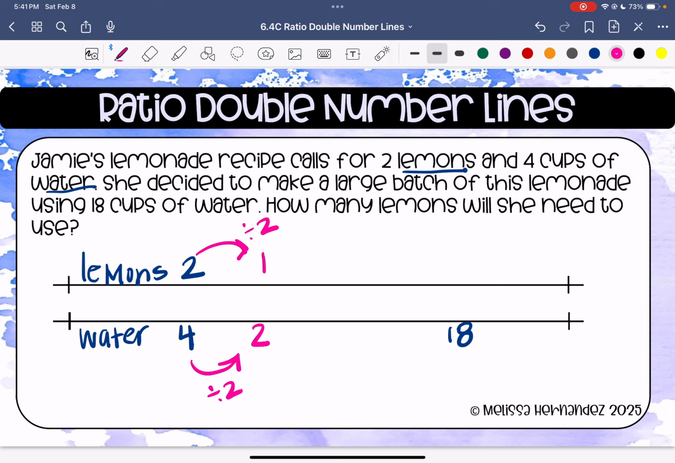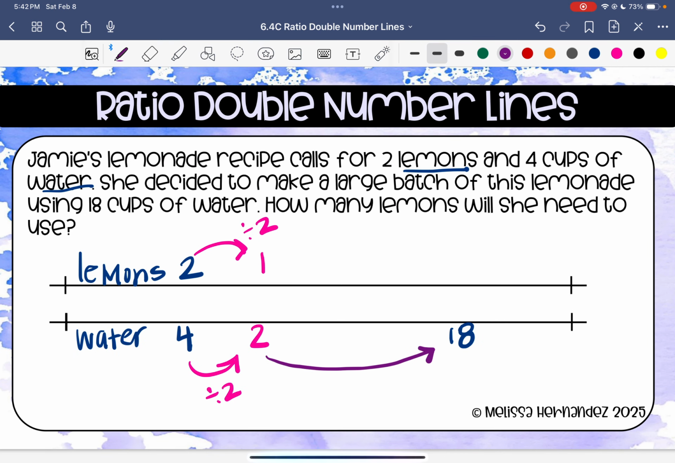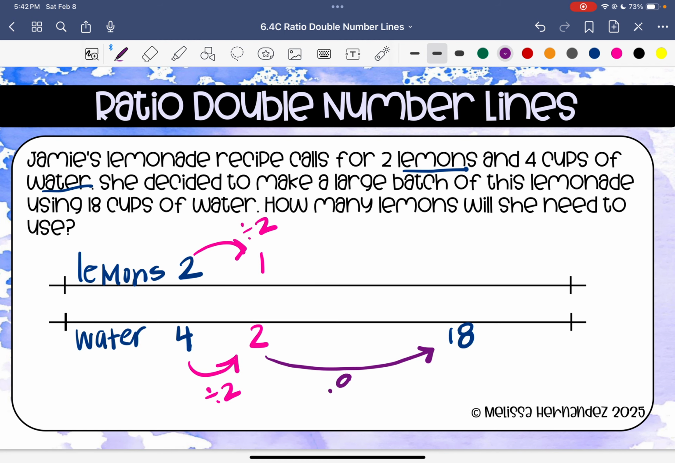Now that helps me see a direct relationship from 2 to 18. Now you can go from 4 to 18, I just feel like it'd be a little more work. And this way, 2 scaled by 9, there's a direct relationship. 2 times 9 is 18. So that means I'll scale 1 by 9, and I end up with 9 lemons.